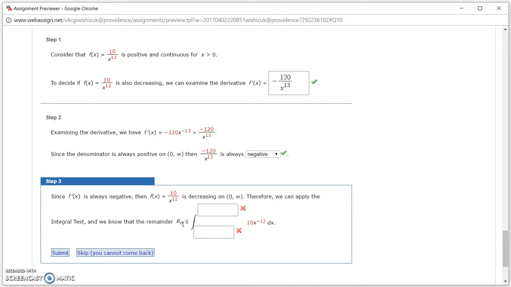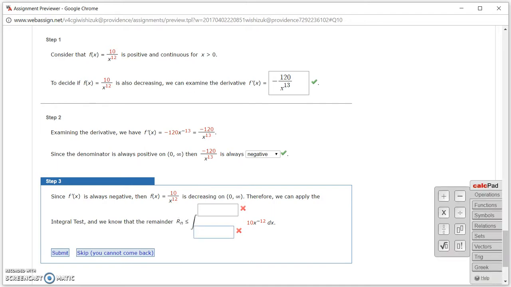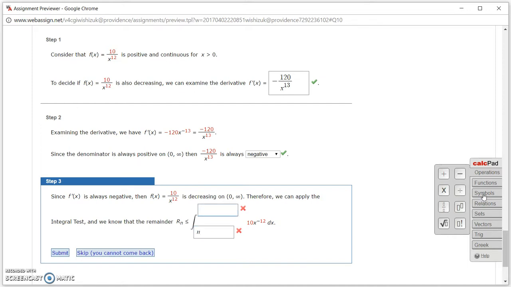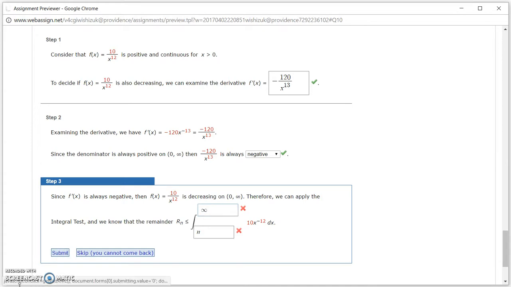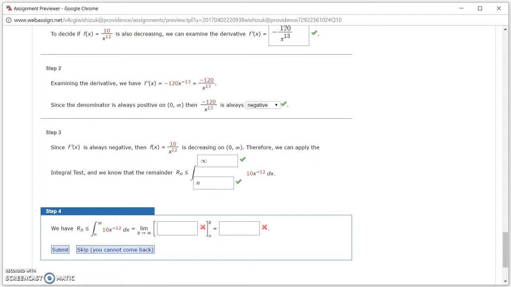The remainder is the error. The error is always going to be less than the integral from n to infinity. So put the infinity there. Let's submit. Looks like we got step 3 correctly. Let's look at step 4. So Rn, which is just the error, the remaining part, is less than or equal to the integral from n to infinity of 10x to the negative 12 dx.